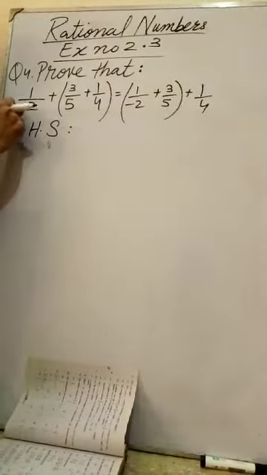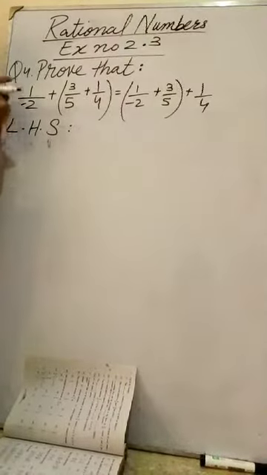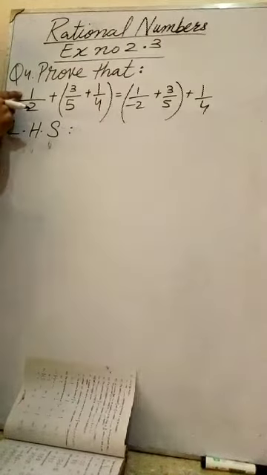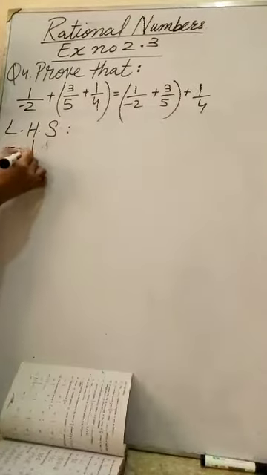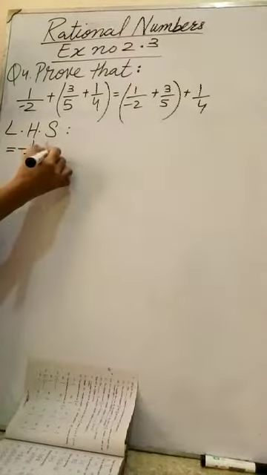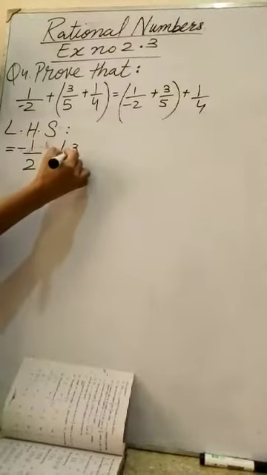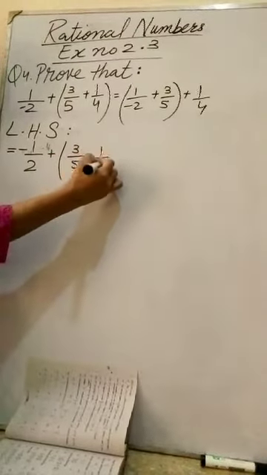When you are writing your question and when you are writing your values, if we have a minus sign in the denominator, you need to put it in the numerator. It's just to avoid confusing yourself. Now I am writing the left hand side part, but I will put the denominator sign with the numerator. Minus 1 over 2. Then I have plus 3 over 5 plus 1 over 4.